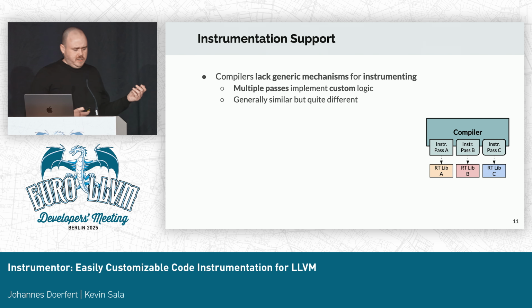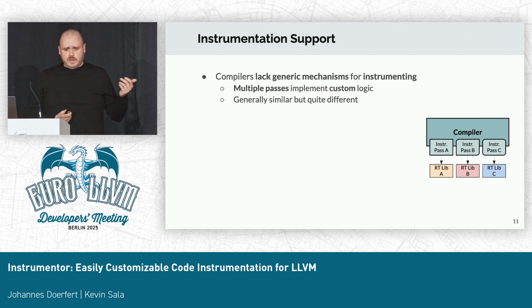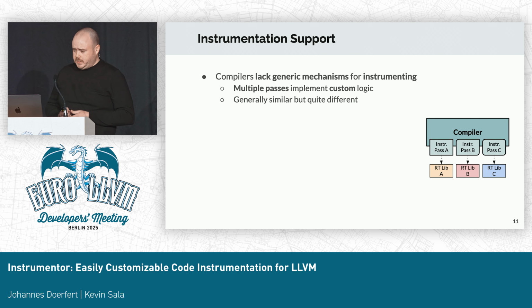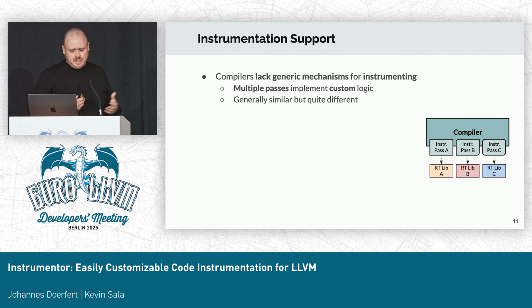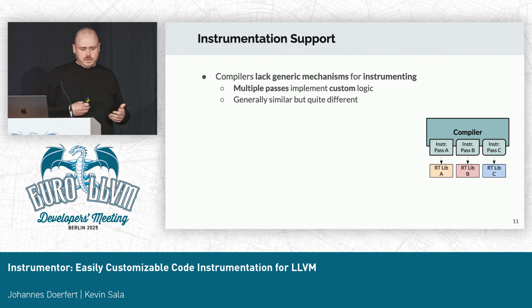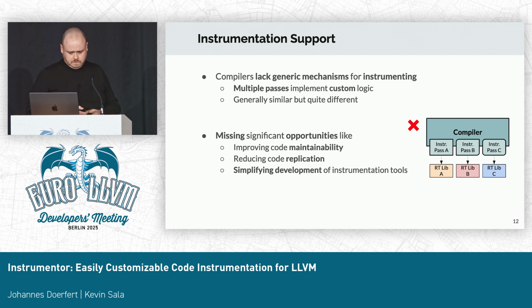What happens actually, and it's the case also in the LLVM compiler infrastructure, is that we have multiple passes that implement custom logic for instrumentation. Each one targets a different instrumentation tool or instrumentation library. And they are, in general, similar in what they want to do, but they are not similar enough to reuse the same instrumentation pass for all these libraries.